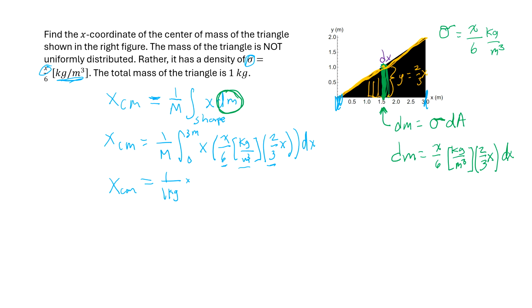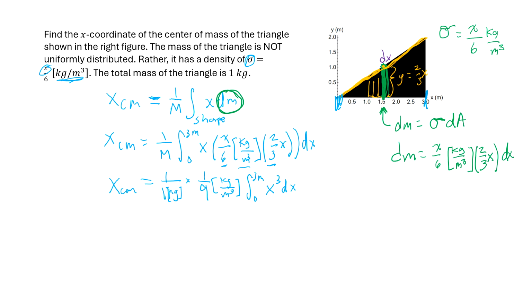2/3 times 1 over 6 is 2 over 18, or 1/9. And we'll pull the units out too, kilograms per meter cubed. Go ahead and treat them as if they were just constants. Let me put this in brackets as well. Now what's left over is the integral from 0 to 3 meters of, well, x times x dx, x squared, sorry, not x squared, x cubed dx.